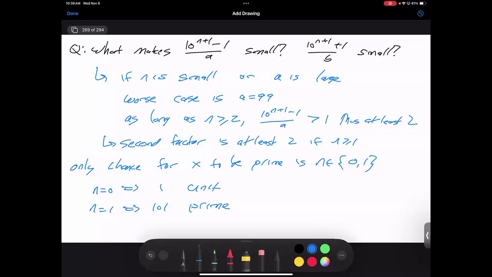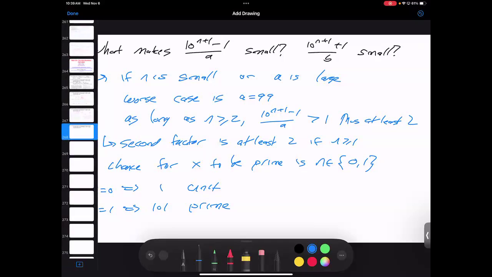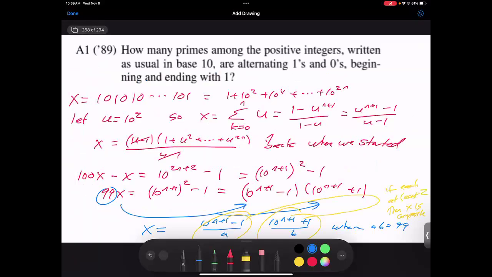But there's a beautiful result called Fermat's little theorem, where you can actually prove a number is composite without giving a factorization. So here, we had an explicit formula for x. It's an alternating sum of powers of 10 squared.